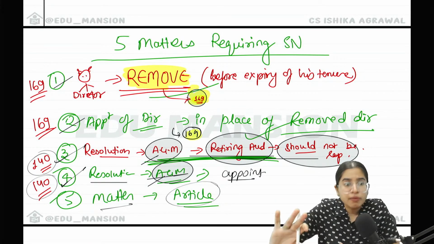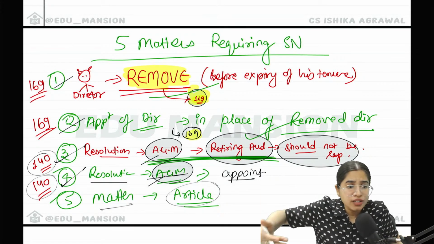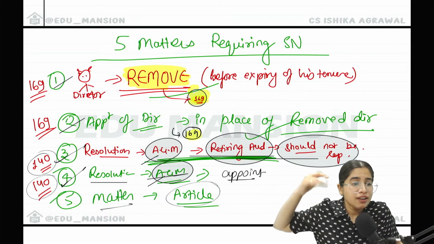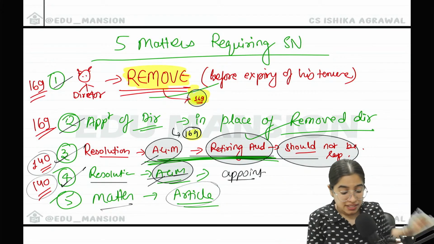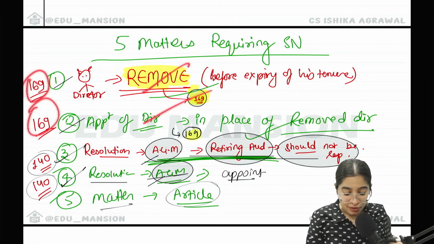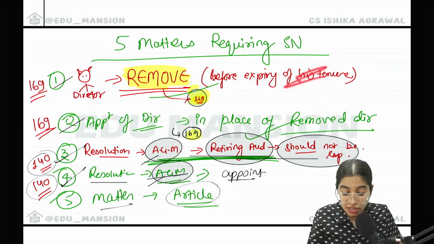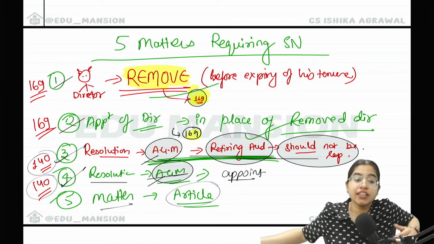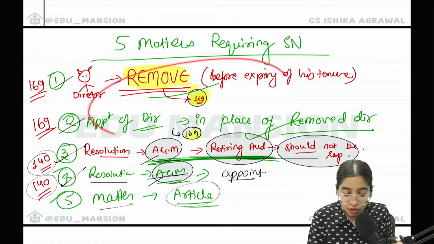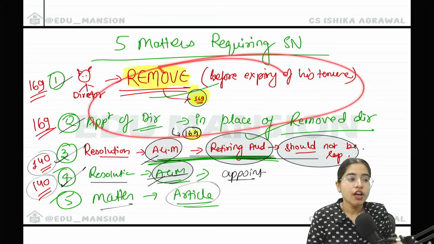It means you want to push someone out whose tenure, whose term has not ended, and still you are removing him. So that is discussed in section 169. And for these two matters, for removing a director before expiry of his tenure, or for appointing another director in place of the removed director, you have to pass special notice.